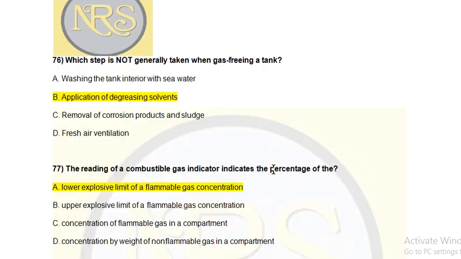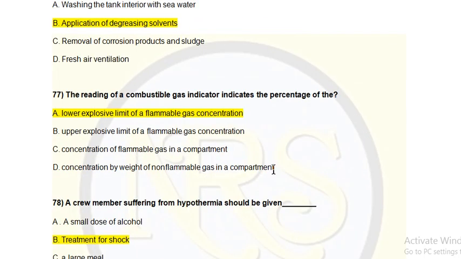Question number 77. The reading of a combustible gas indicator indicates the percentage of option A, lower explosion limit of flammable gas concentration. Option B, upper explosive limit of a flammable gas concentration. Option C, concentration of flammable gas in a compartment. Option D, concentration by weight of non-flammable gas in a compartment. The correct answer is option A, LEL of flammable gas concentration. So it is 100% LEL.